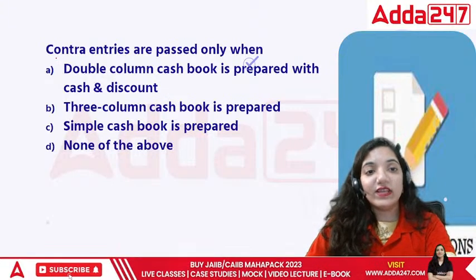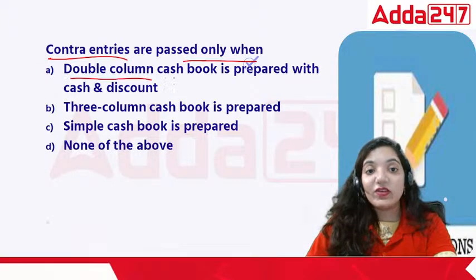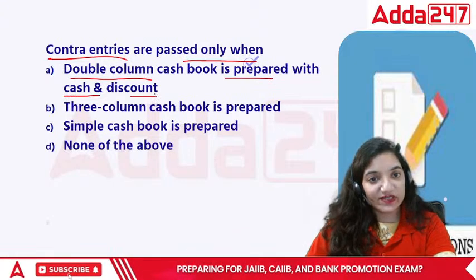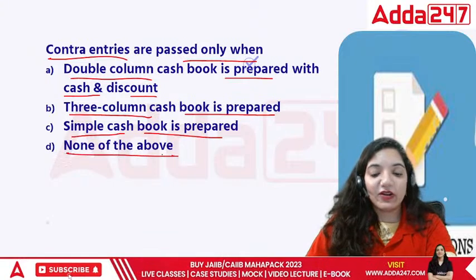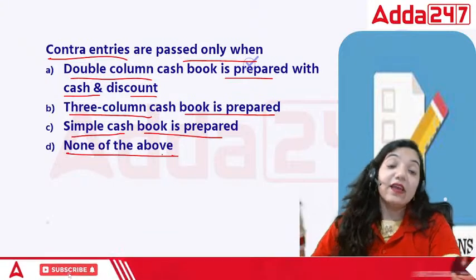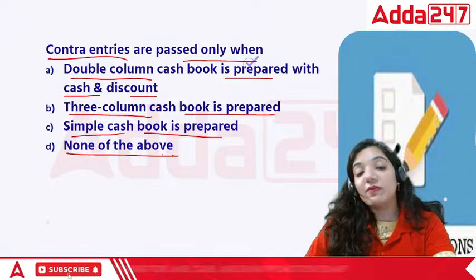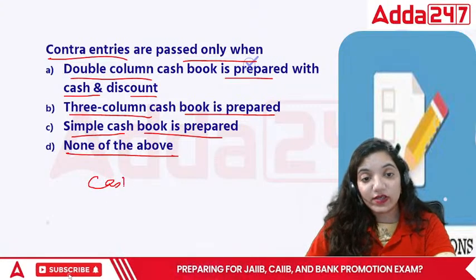The contra entries are passed only when double column cash book is prepared with cash and discount column, 3-column cash book is prepared, simple column cash book is prepared, or none of the above. When we talk about contra entries, contra means it has both the cash and the bank.